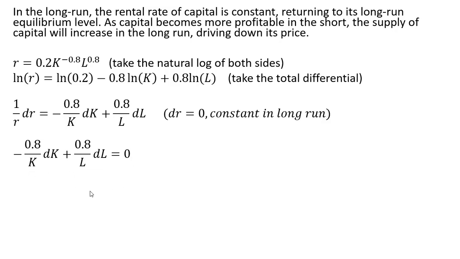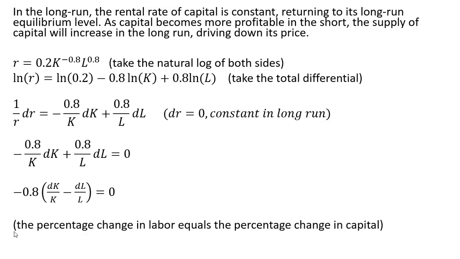And let's do some factoring on the left-hand side, factor out a minus 0.8 term. And so we have this key expression. This dK divided by K is the percentage change in capital. And over here we have the percentage change in labor. So in order for this to equal 0 in the long run, the percentage change in capital will equal the percentage change in labor. We have to have something equal to 0 in parentheses here. So again, the key insight here is that the percentage change in labor equals the percentage change in capital in the long run.